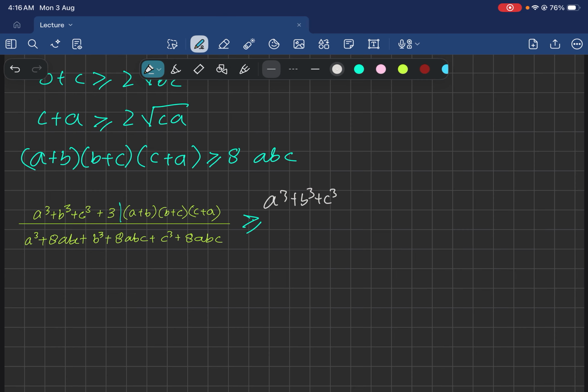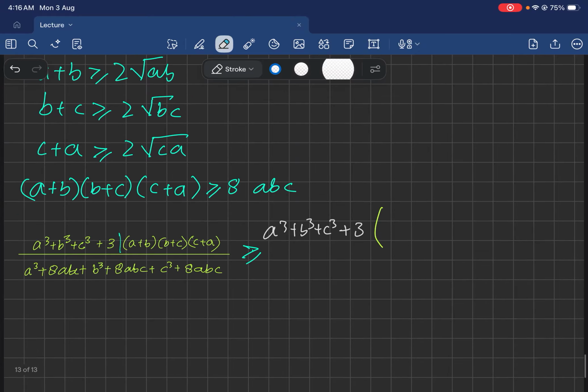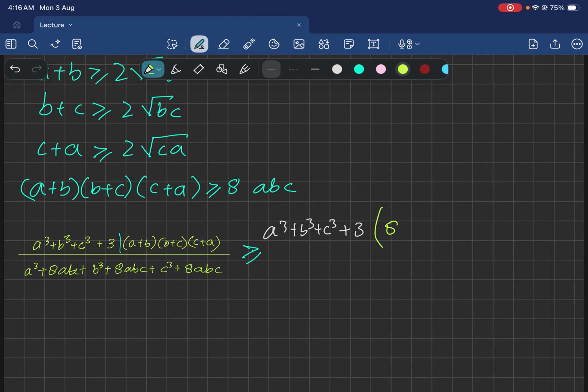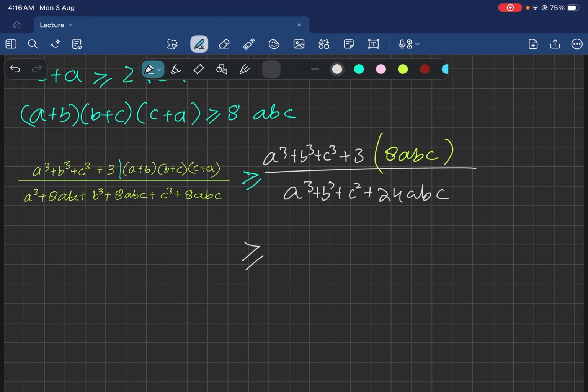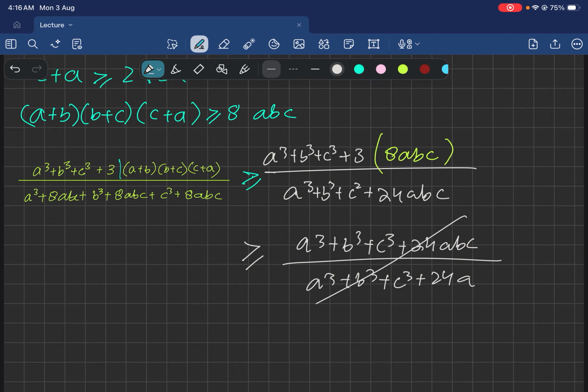So I have to replace this a plus b plus c whole thing with plus 3 into, I'm replacing it with what I have here, which is 8abc, right? And then you have got something like, in the denominator, a cube plus b cube plus c cube plus 24abc. So if you look at it, the numerator becomes similar to the denominator, a cube plus b cube plus c cube plus 24abc, and we have got the same denominator, so we can cancel this out.